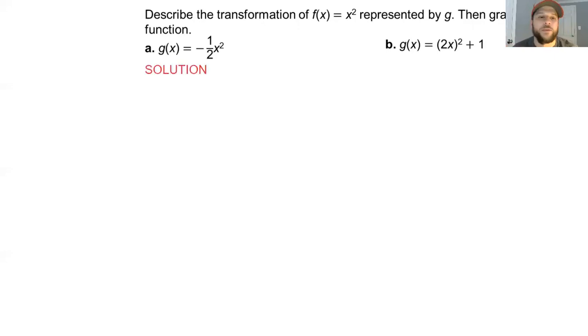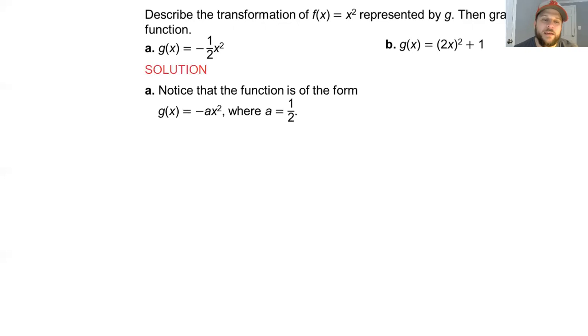All right, let's describe the transformation of x squared to get to g with multiple parts and then graph each one. So notice that in part A, g of x, the function is in the form of negative a x squared, where your a is 1/2 with a negative in front of it. So it's not a negative 1/2. The negative corresponds to our reflection and the a corresponds to our stretching and compressing.